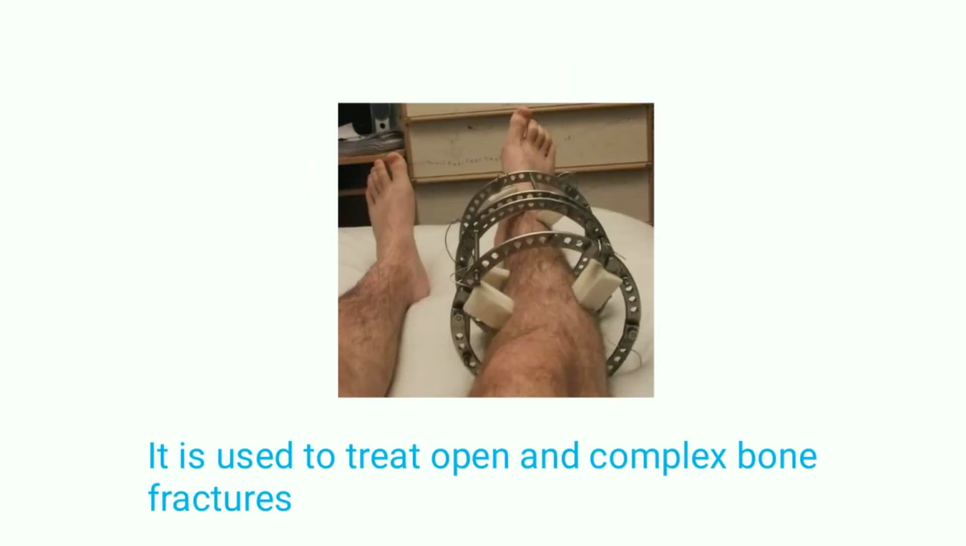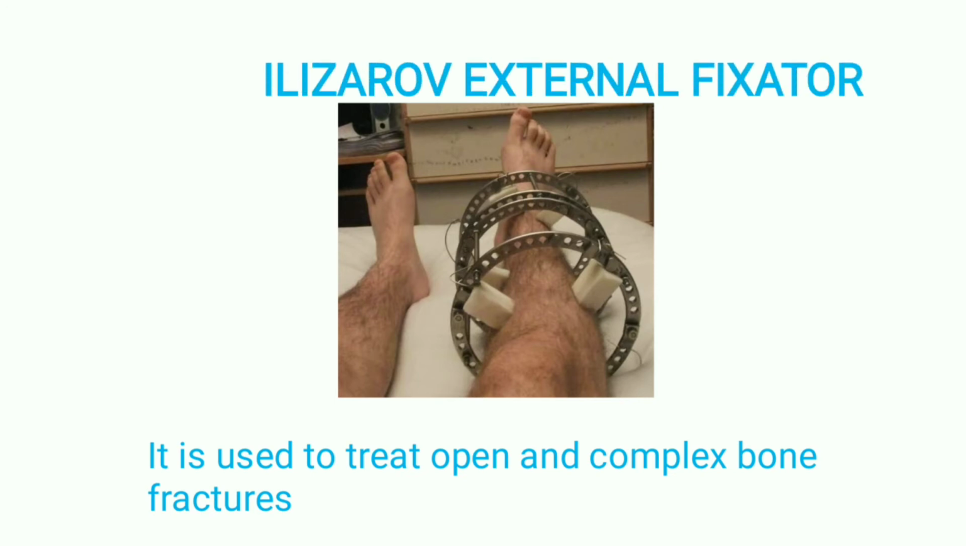This image shows an external fixator called Ellis arrow external fixator. It is particularly used to treat open and complex bone fractures. It is especially used in non-union fractures. We can go to the next image.